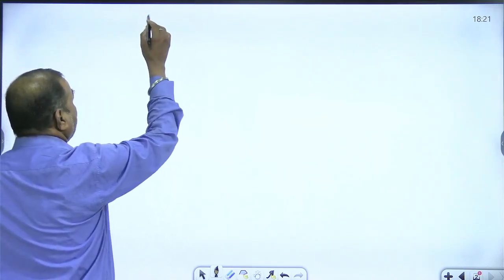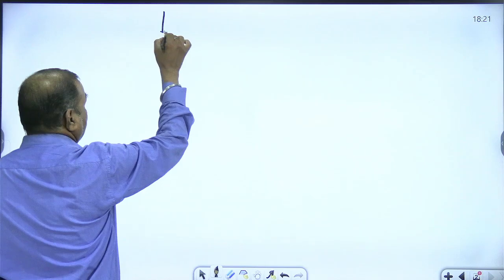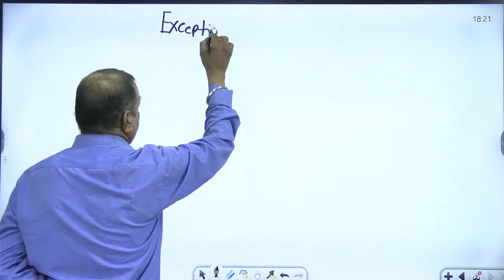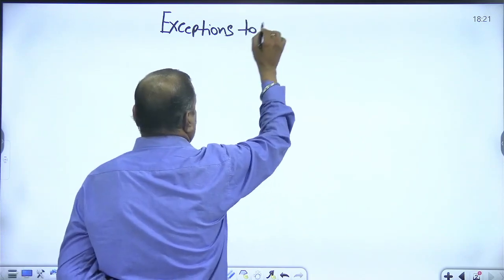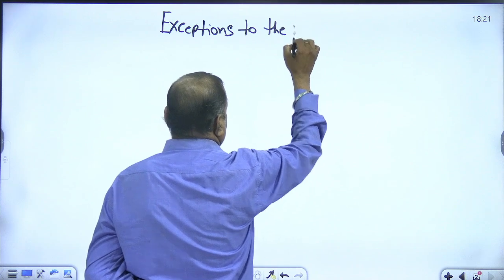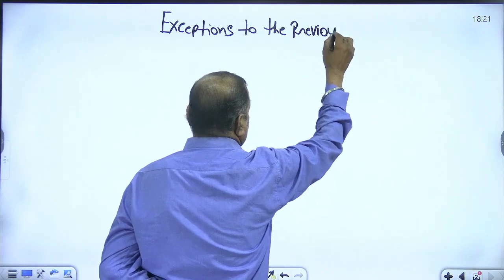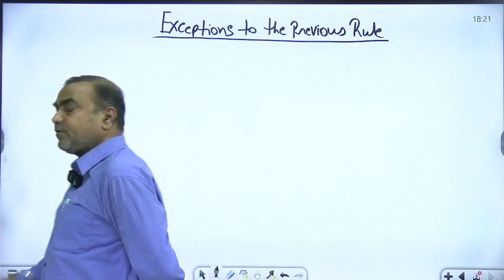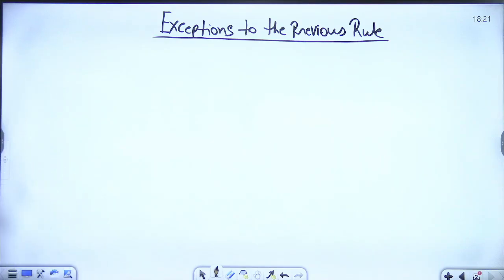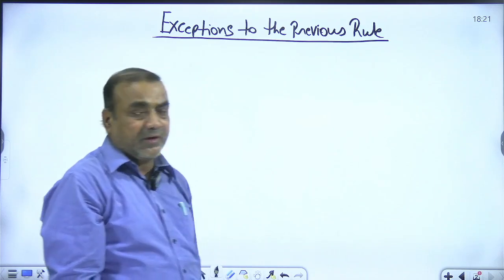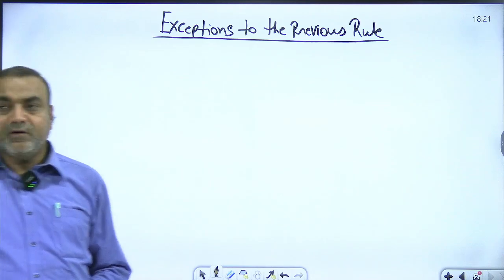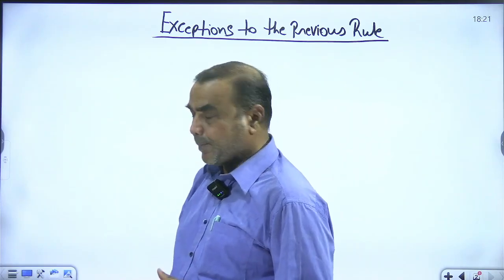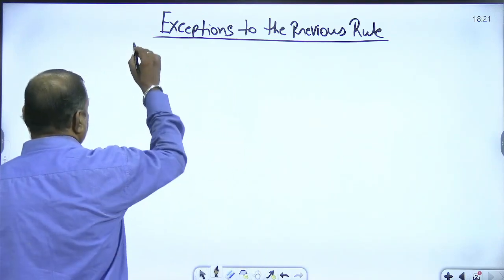Now, exceptions. There are certain exceptions to the previous rule. जो पहले रूल बताया मैंने कि if the reporting verb is in past tense, the verb in the reported speech will also change to past tense. उसके कुछ exceptions भी, अपवाद जिसे कहते हैं. पहला देखिए, look here.